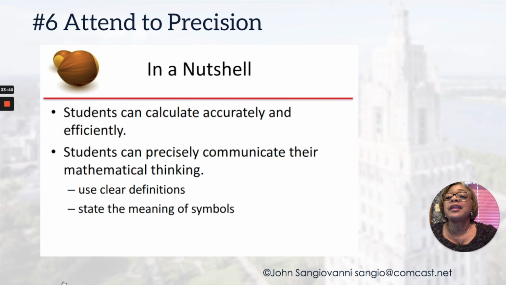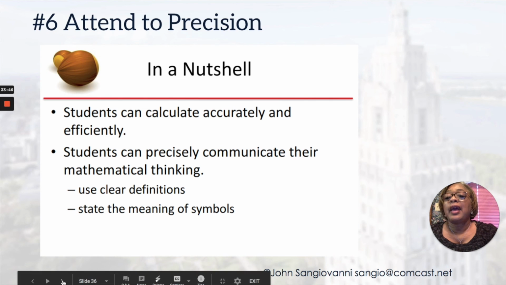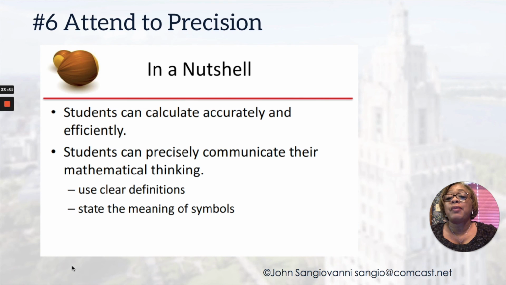Students can precisely communicate their mathematical thinking using clear definitions and state the meaning of symbols. And a clear definition doesn't mean the Webster's definition. It means a definition that makes sense all the time, and it should be student friendly.